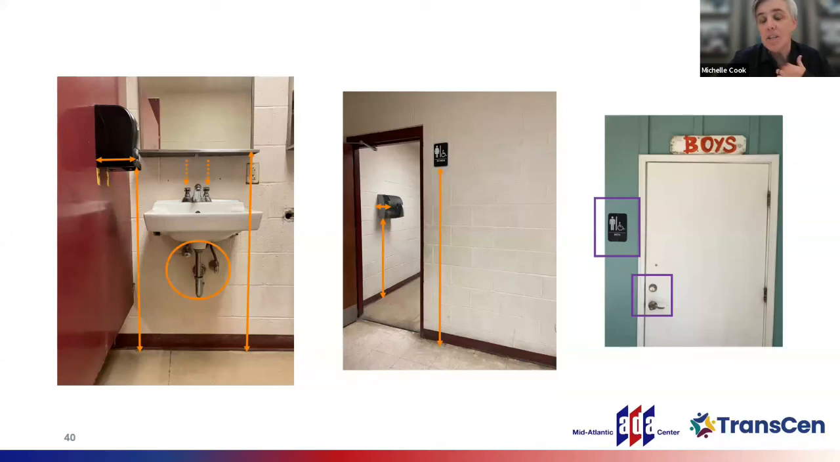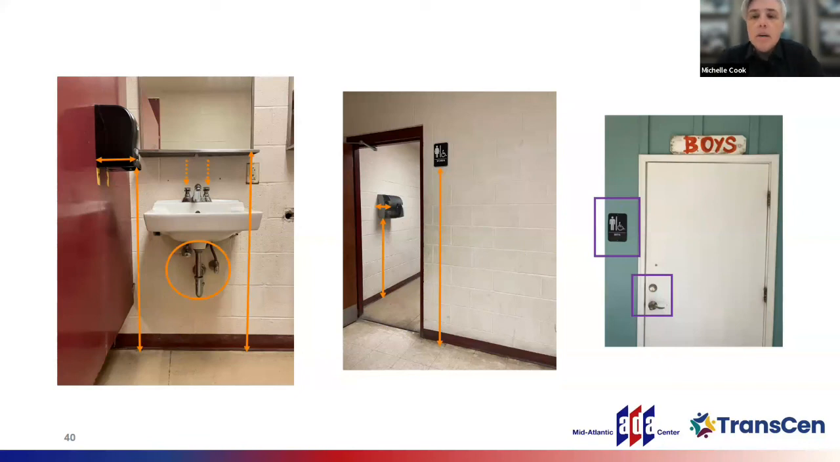Also in that image, you can see the paper towel dispenser just inside the room. You'd want to check the depth and the height of that unit, related to protruding objects, and also the operability of the operable parts for that one. So, all things that you can easily check out in just one small space.